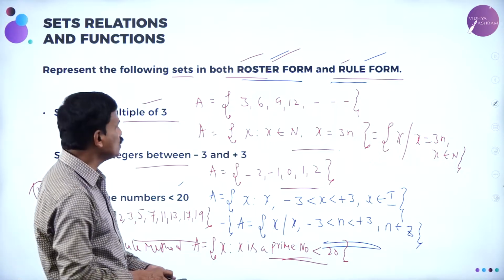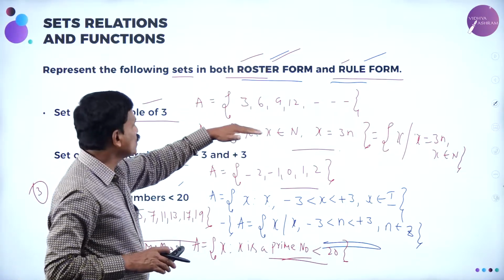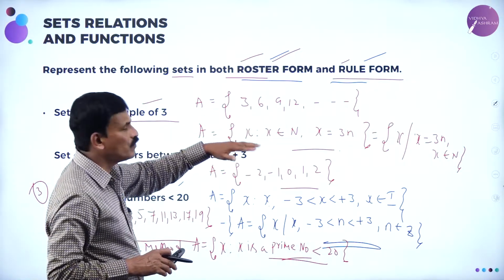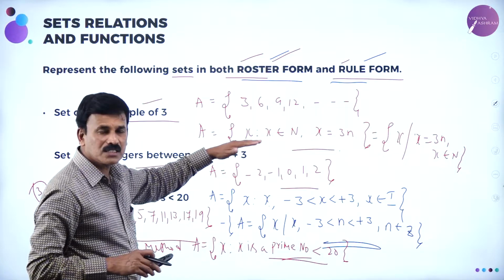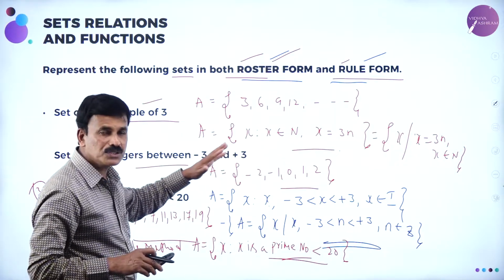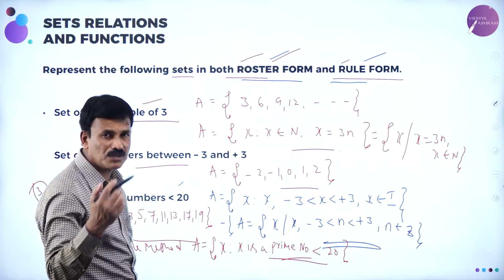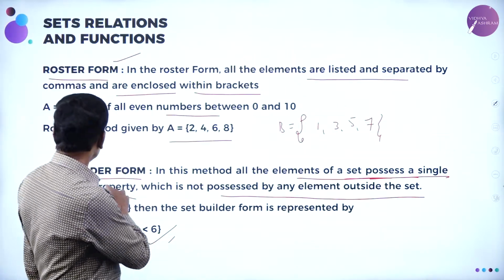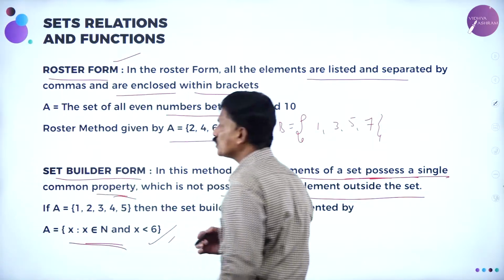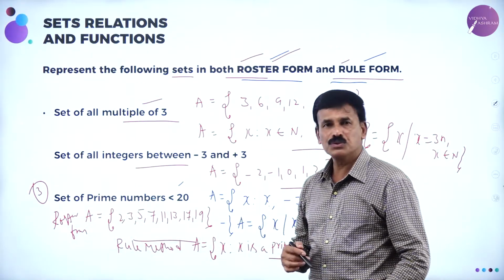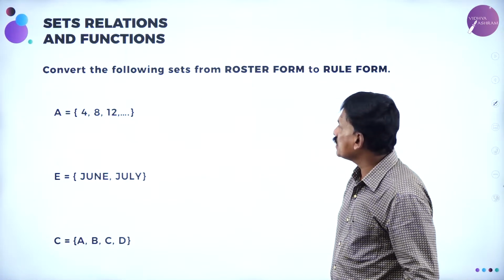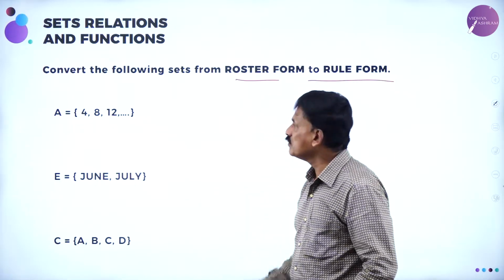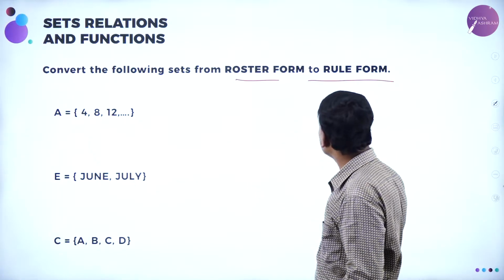This is the statement. So here in roster form the elements are listed and separated by commas, whereas in rule form or set builder form the elements of the set are stated according to a definition or a given statement or a given property. So these are the statements, that is called a rule method, or it is also called a set builder form. Okay. Now let us come to the next concept. Convert the following sets from roster form to rule form.